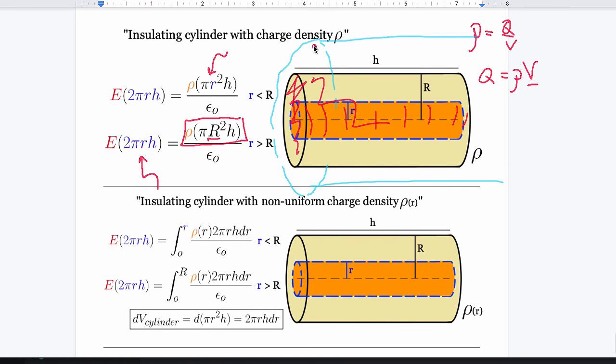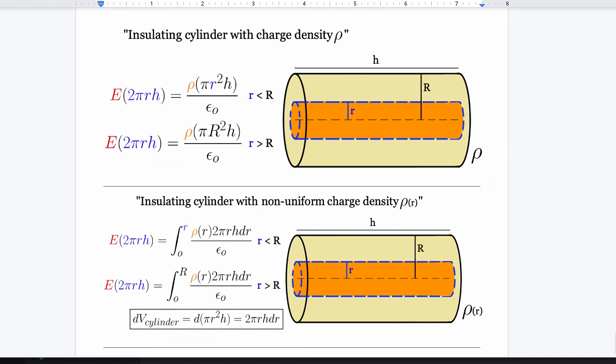Little r is the radius of the Gaussian surface. And this is the r you use to find the charge inside. So these do not have to be the same. And then you divide by 2 pi rh. Again, the h cancels. The h is basically always going to cancel here. And you get whatever you're going to get.